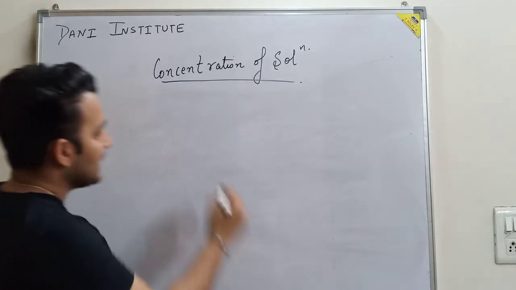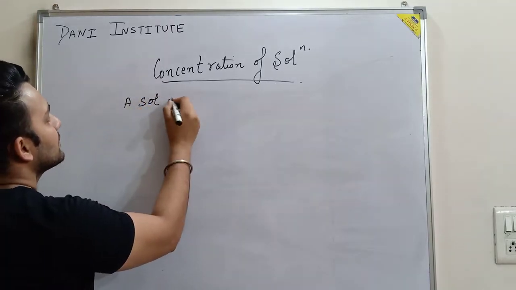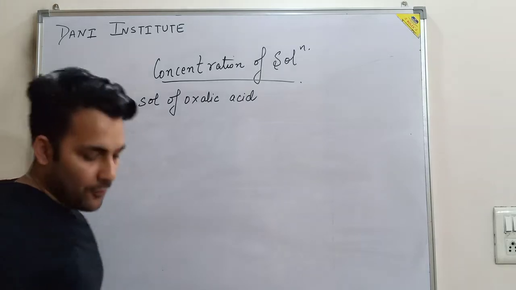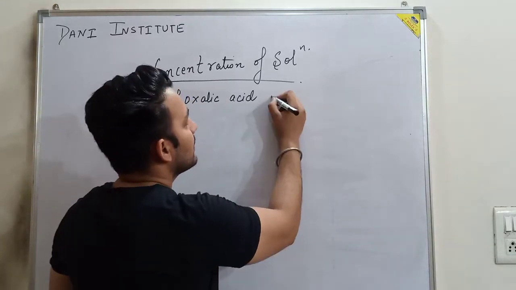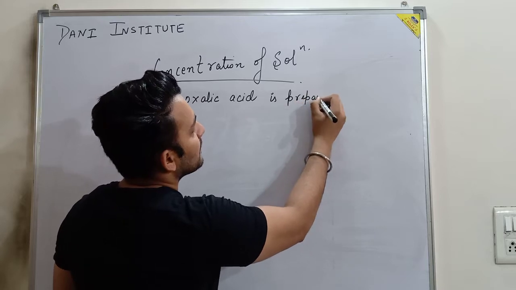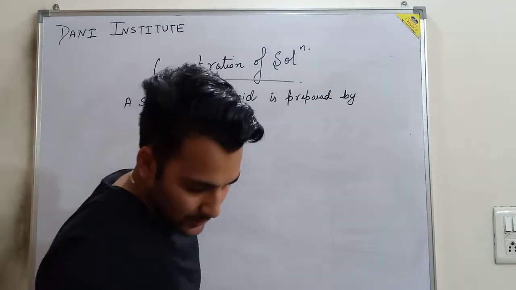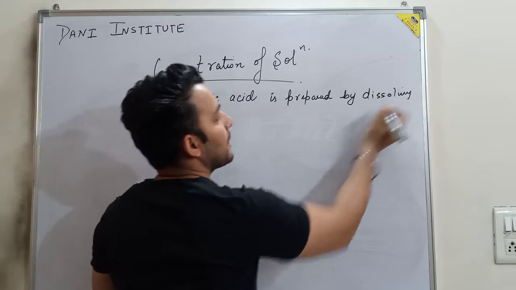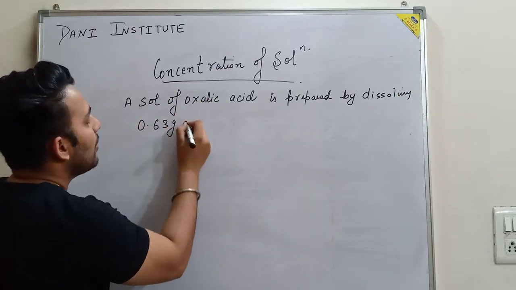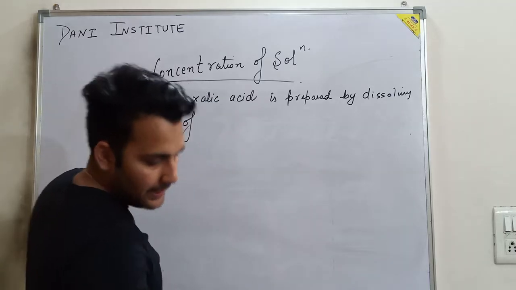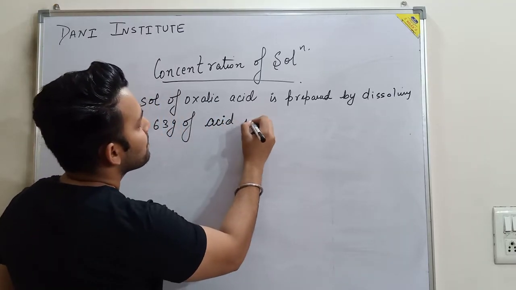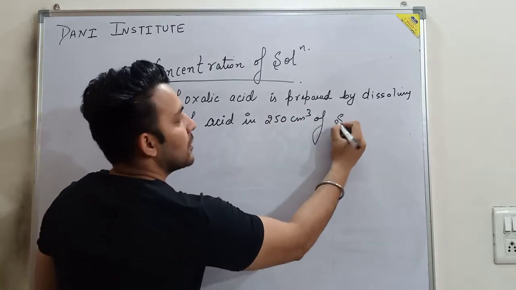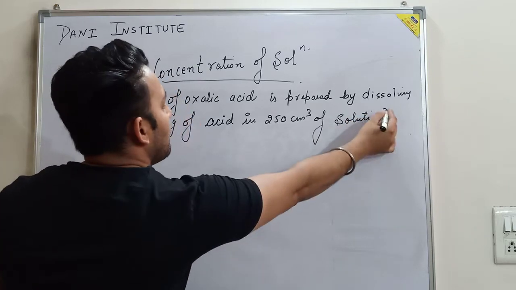A solution of oxalic acid is prepared by dissolving 0.63 gram of the acid in 250 centimeter cube of solution. So this is the numerical. You have to find what?